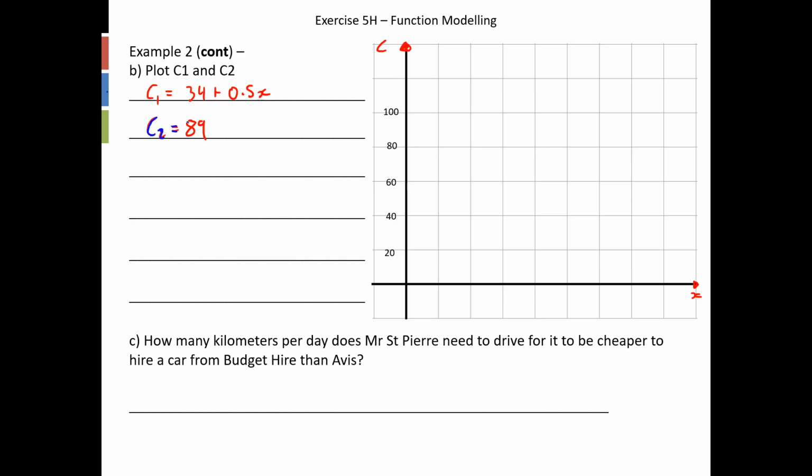Okay, so let's go X there, and this is going to be a C value, and just to be clear, I might make that blue, and this is going to be in dollars. And X is kilometers. So let's start with C2. C2 is nice and easy. C2 is equal to 89, and it doesn't change. Doesn't matter if I travel 20, 40, 60, 80, 100, doesn't matter. I'm going to let this be 20, 40.